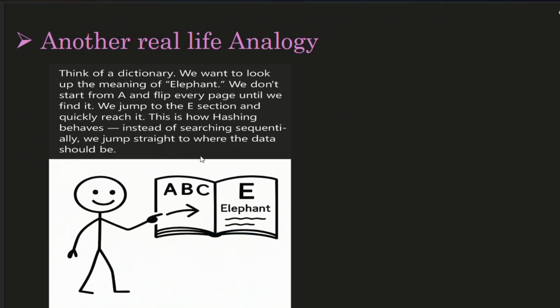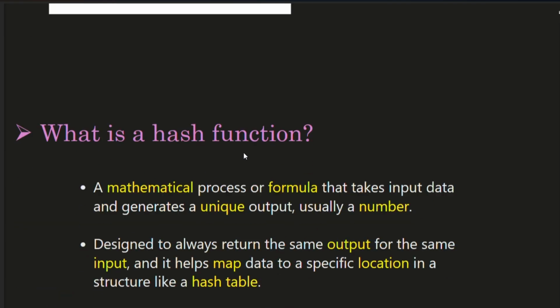Now, let's connect this to the real world again. Think of a dictionary. We want to look up the meaning of elephant. We don't start from A and flip every page until we find it. We jump to the E section and quickly reach it. This is how hashing behaves. Instead of searching sequentially, we jump straight to where the data should be.